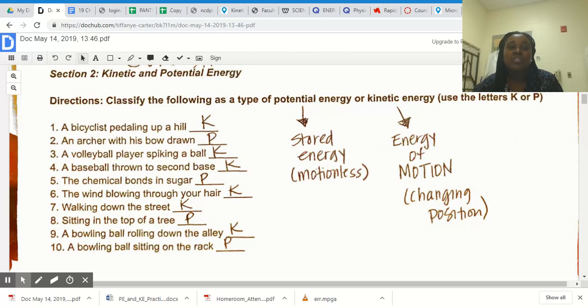Number 5, the chemical bonds in sugar. So the bonds in sugar, once they're digested in your body, are going to give you energy, but not until then. So there's stored energy in that sugar. So every little thing that you're going to eat has stored energy in it. And that's why we're very selective about what we eat, because depending on the different foods you eat, you get different amounts of energy.